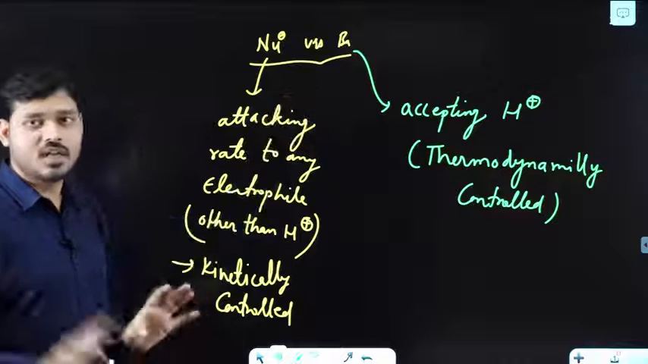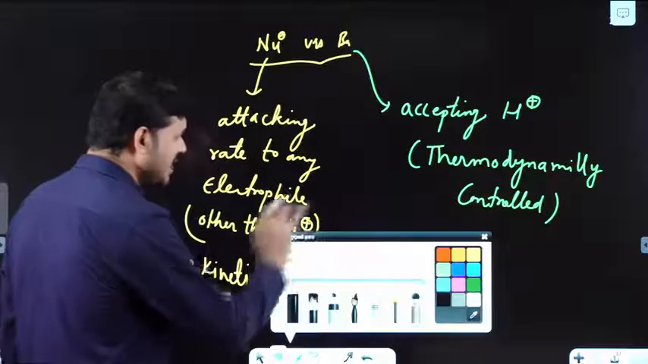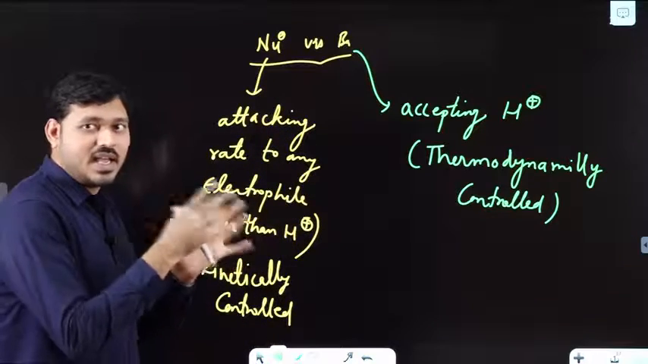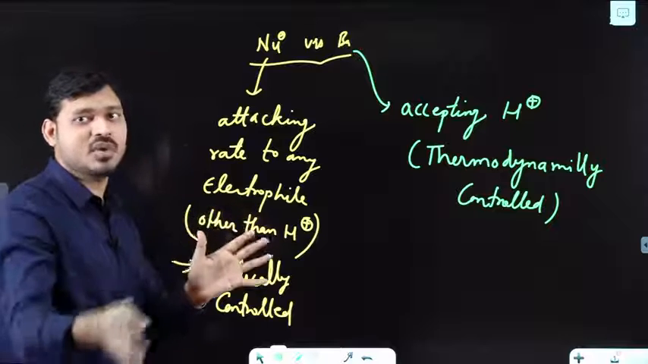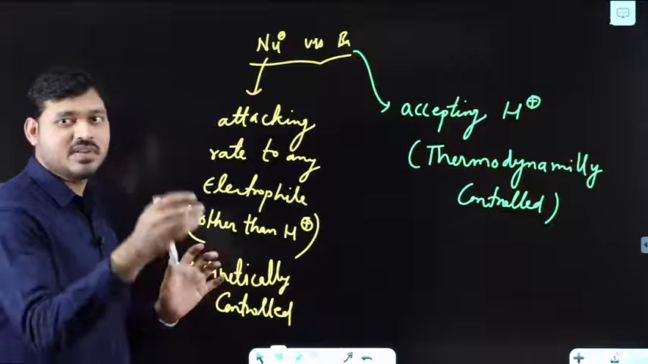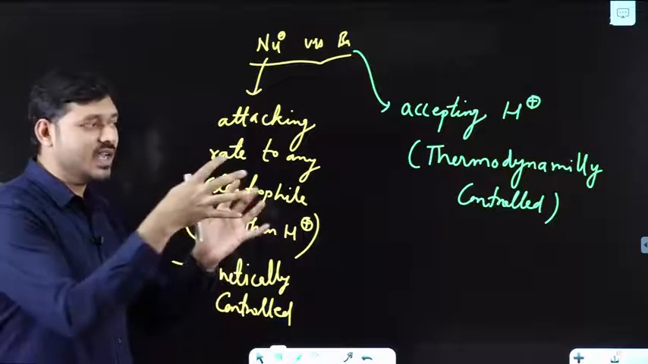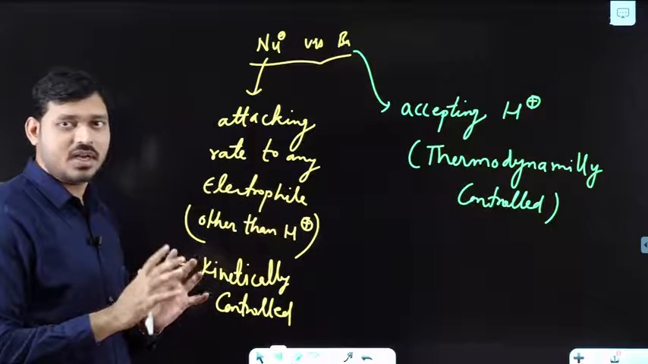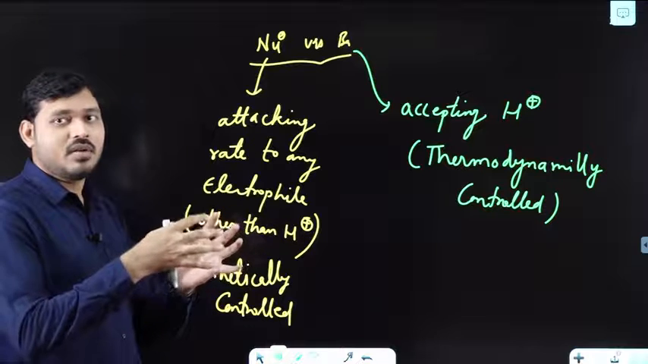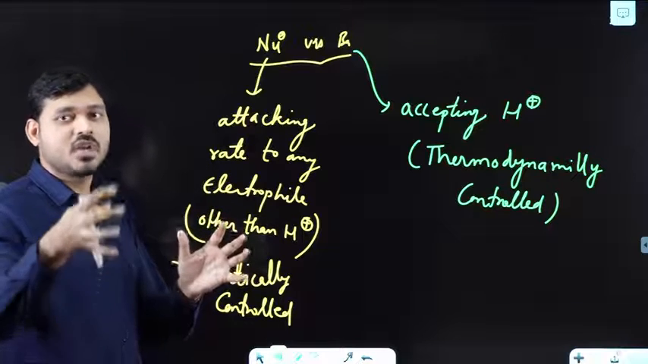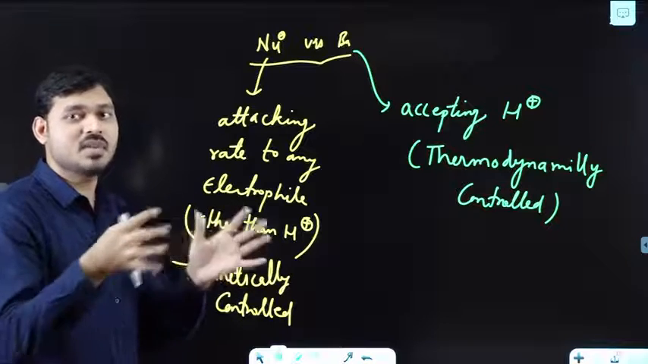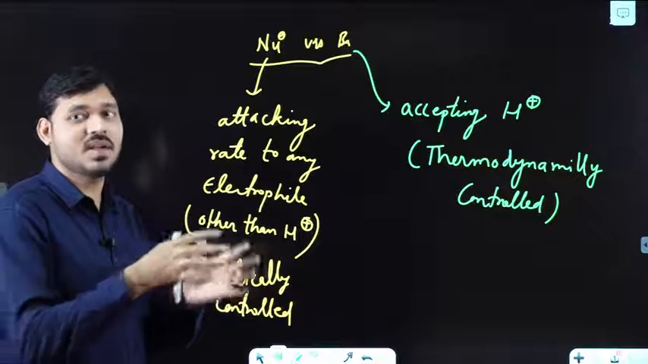Clear to all? Why am I telling this? Because in these two cases the difference arises. Any base can easily attack H plus, because H plus is a proton, the smallest in size. But a nucleophile will attack any electrophile. The electrophile is bulkier or bigger, and the nucleophile is also bigger, so there will be a steric hindrance factor. Crowding may disturb.